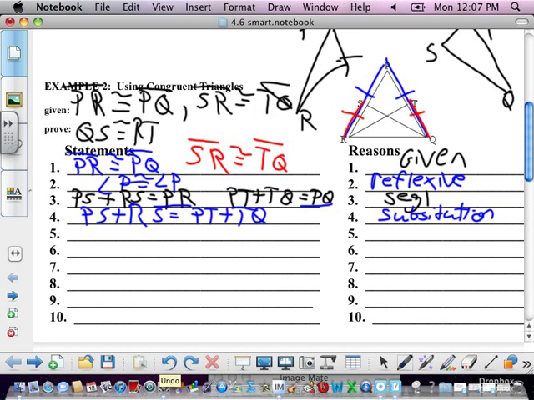Is there anything else here that I could substitute? Look at line 4. Is there anything else up here that's congruent? SR is congruent to QT. Right, so I can take this out and put this in. PS plus TQ equals PT plus TQ. And again, we call this substitution. You might have one like this, so you should probably pay attention.